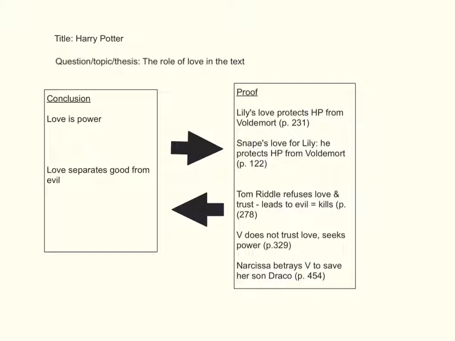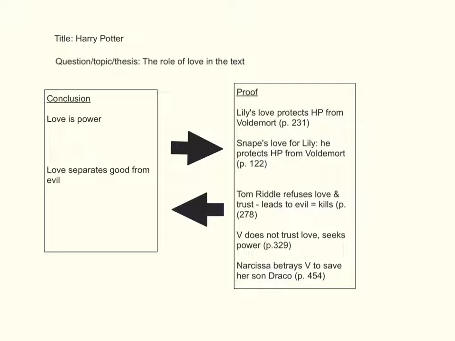Also, we see that Snape's love for Lily, his young love for Lily, makes him protect Harry Potter even though he doesn't want to. So he still protects him from Voldemort, lies to Voldemort, and betrays Voldemort in order to cherish his love for Lily even though she's dead.